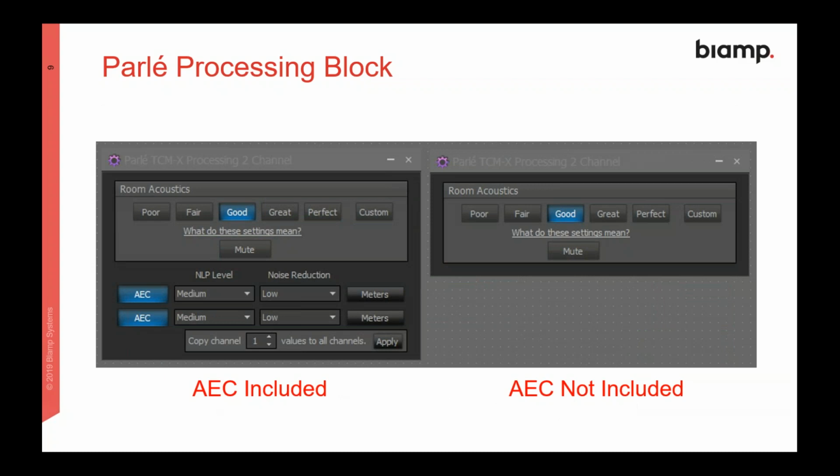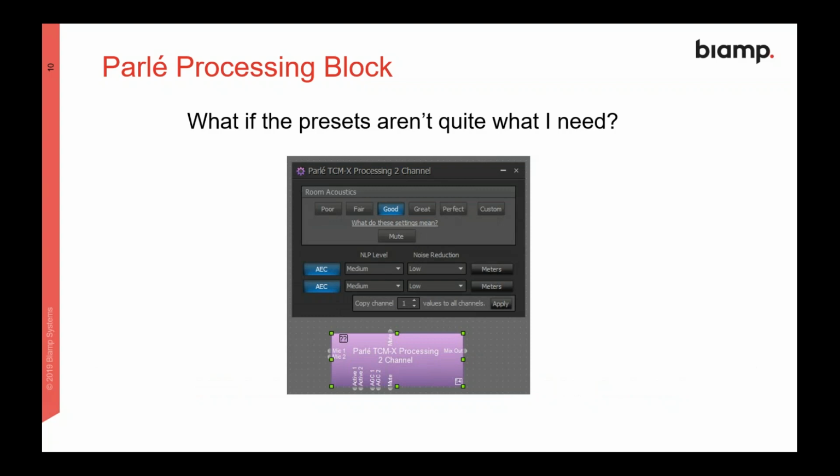So we've added the settings that are available in the AEC processing to the interface form for the Parlé processing block. So we can set our room acoustic settings, then you can go in and set up the AEC, NLP level, active noise reduction. You can get to the meters from there as well. And on the right, that's what it looks like if we don't include AEC. You'll have to go in and manually set that stuff up in the AEC processing block. So we've given you poor, fair, good, great, perfect.